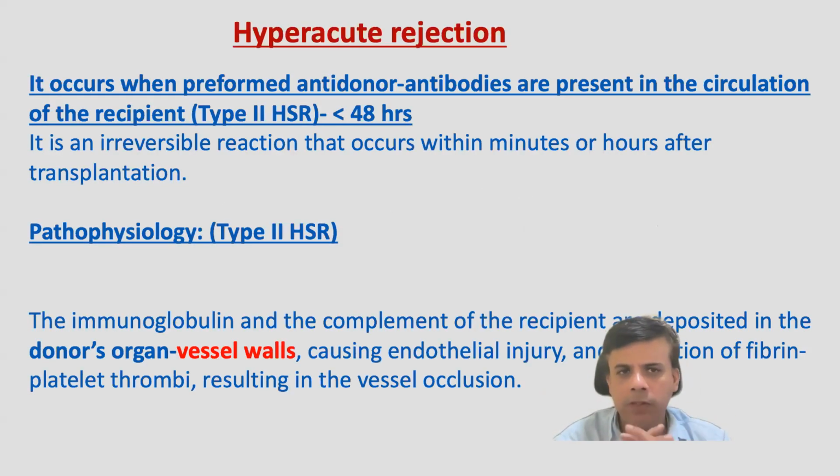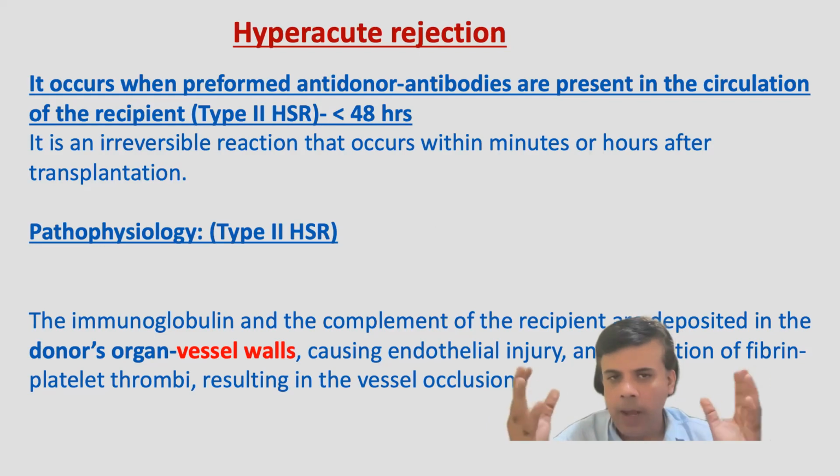What is hyperacute graft rejection? Here it happens within 48 hours, that is the cutoff. So beyond 48 hours, it will become acute rejection. Generally it happens within minutes to hours. Immediately after the graft transplantation, the graft will start showing swelling and signs of rejection will be quite imminent.